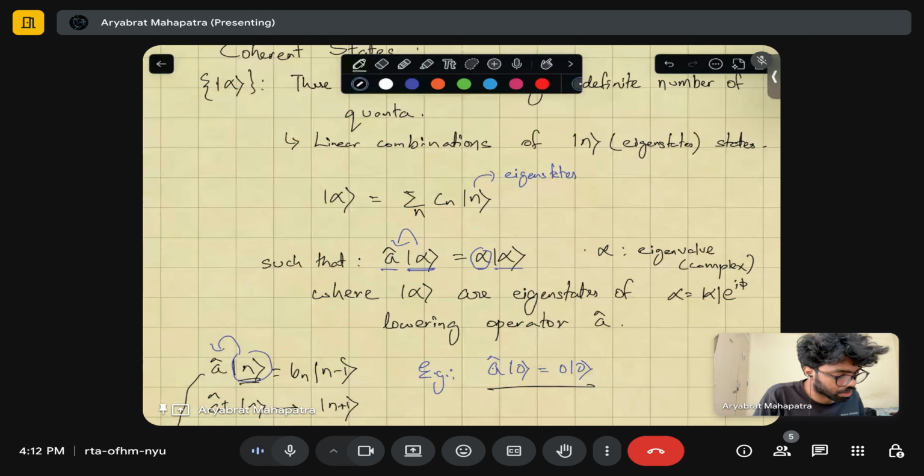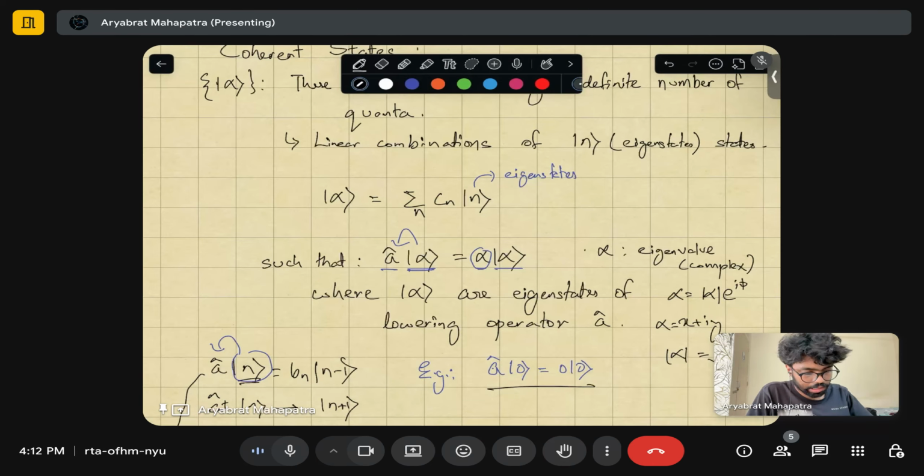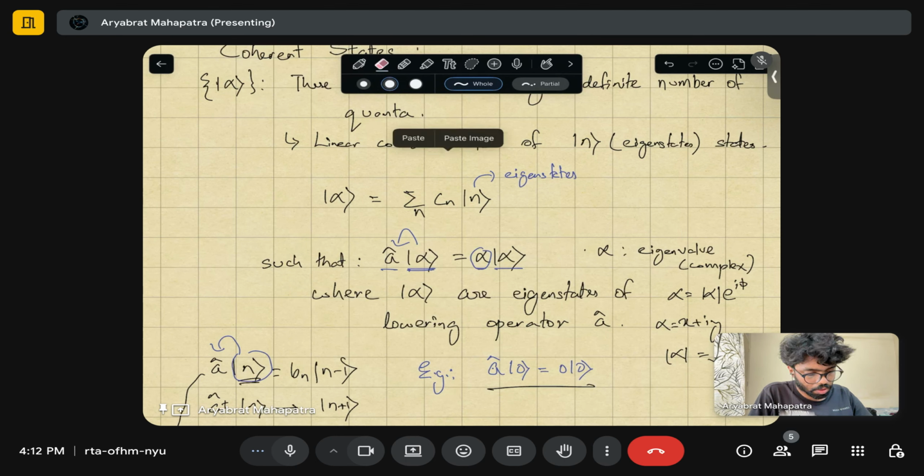If your complex number is x plus iy, and I call this alpha, then mod alpha will be the square root of x squared plus y squared. So I hope you know this one way to write complex numbers. Alpha is just one of those complex numbers, right?